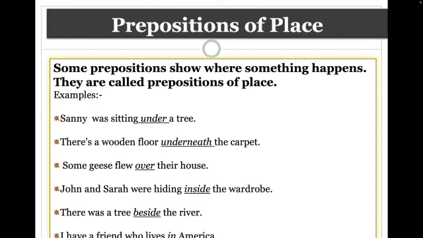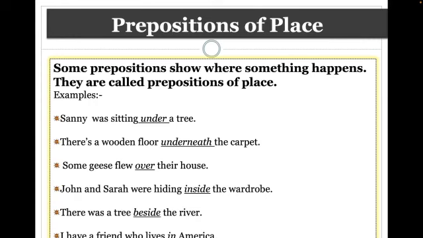So let's start by looking at the prepositions of place. Some prepositions show where something happens. These are called prepositions of place. For example, Sandy was sitting under a tree. There's a wooden floor underneath the carpet. Some geese flew over their house. John and Sarah were hiding inside the wardrobe. There was a tree beside the river. I have a friend who lives in America.